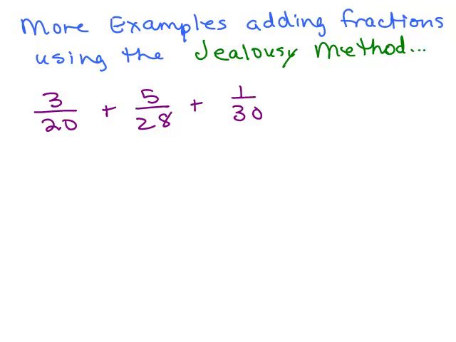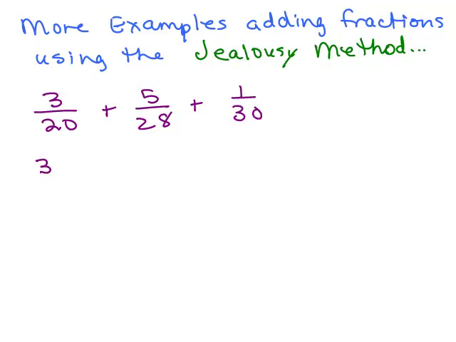All right, this is part 2 of adding fractions using the jealousy method. So here's another example, 3/20ths plus 5/28ths and 1/30th. Now remember, the jealousy method means the denominators are jealous of each other. They all want to have the same factors, sort of like keeping up with the Joneses.